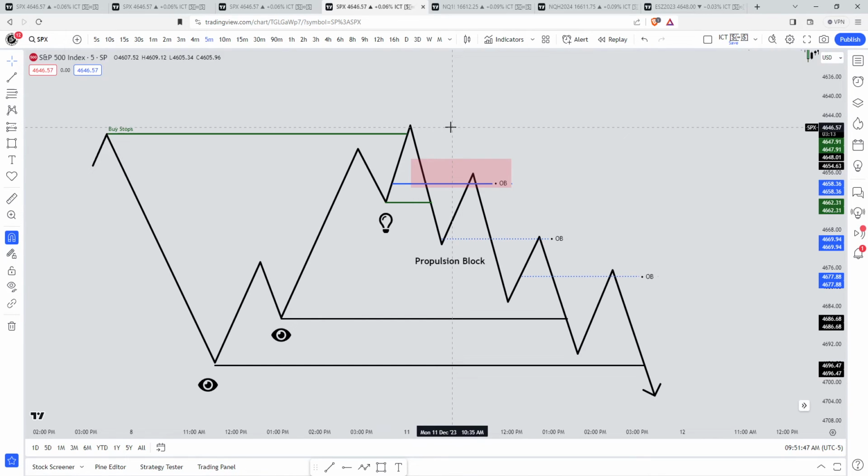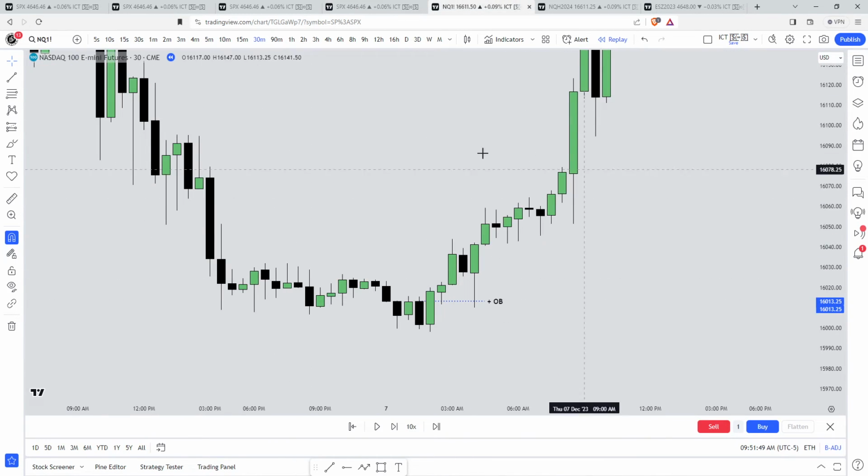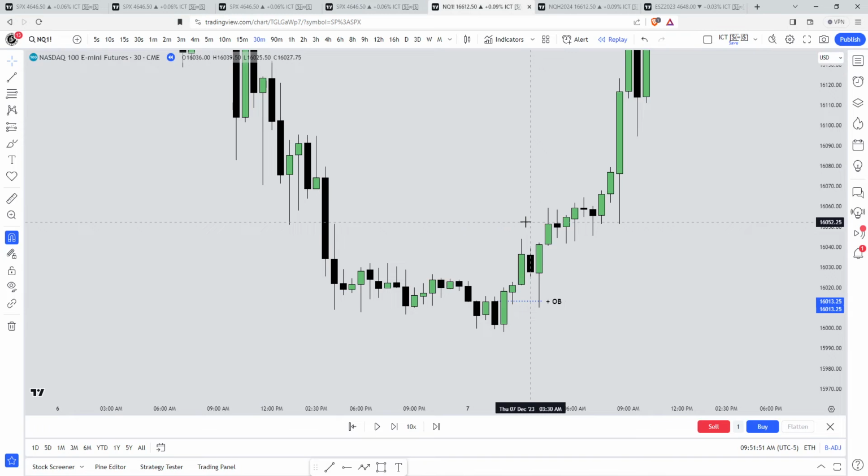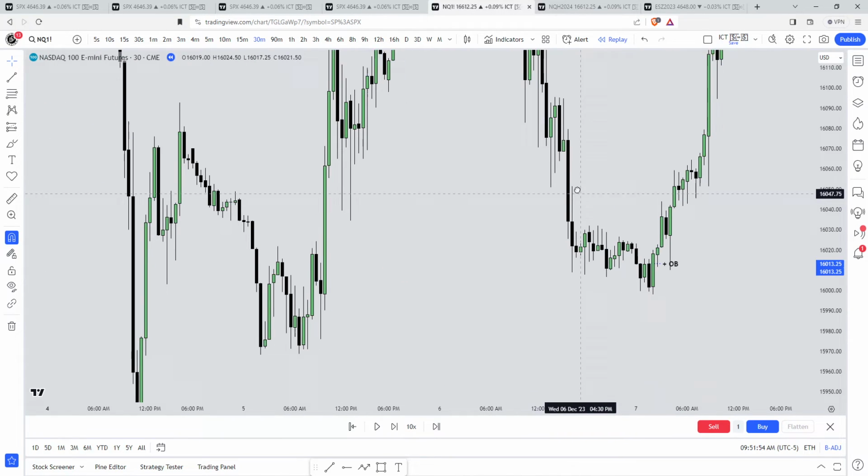So run on liquidity, a market structure shift, and a fair value gap. Now enough of these examples. Let's dive into real chart examples so you guys can identify this on your own.